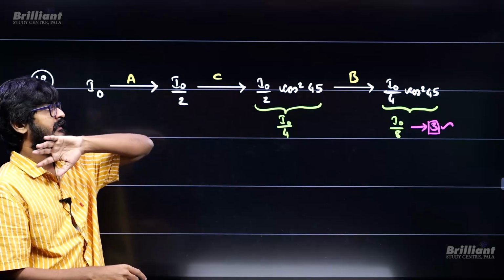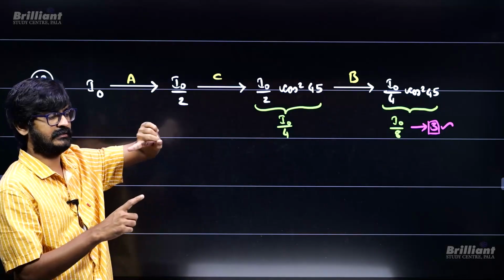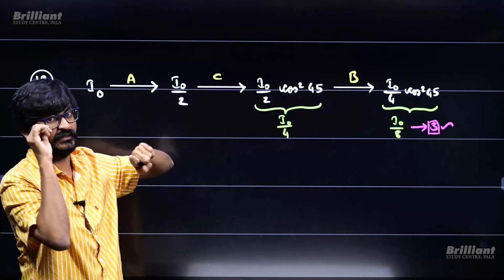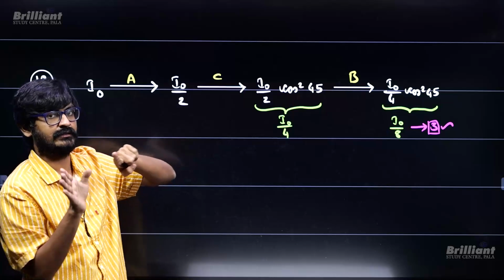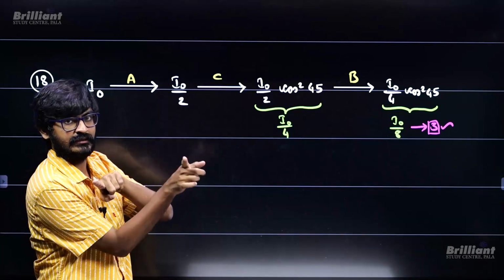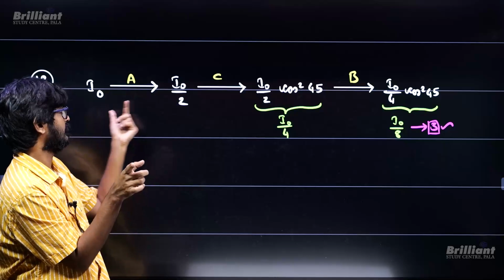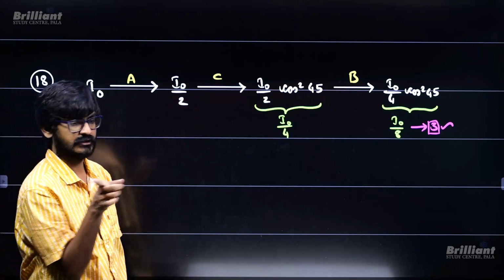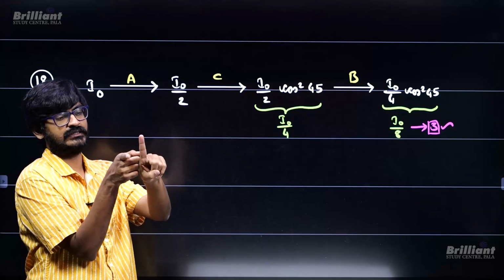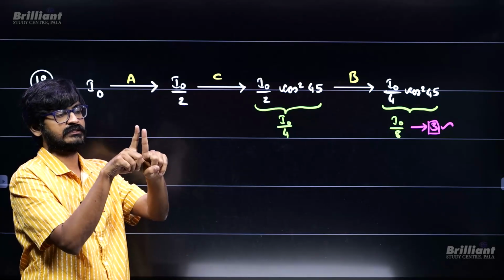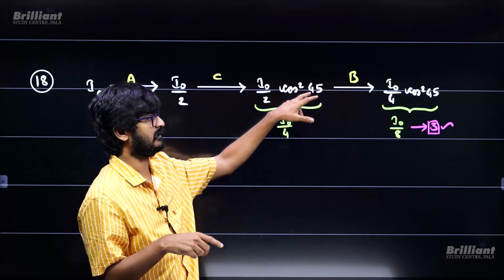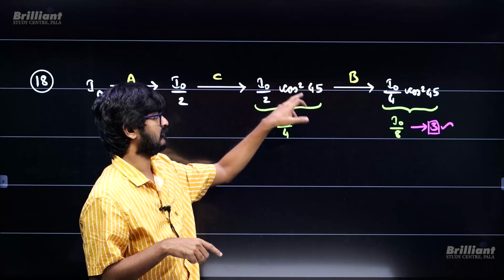Initially unpolarized light will be coming and passing through polaroid A. Unpolarized light will turn into polarized light with intensity I naught by 2. This is unpolarized, and this will become polarized. This polarized light passes through C, which is at an angle of 45 degrees. How much intensity will pass? I naught by 2 into cos square 45, Malus law. Cos square 45 is 1 by 2, so I naught by 4.